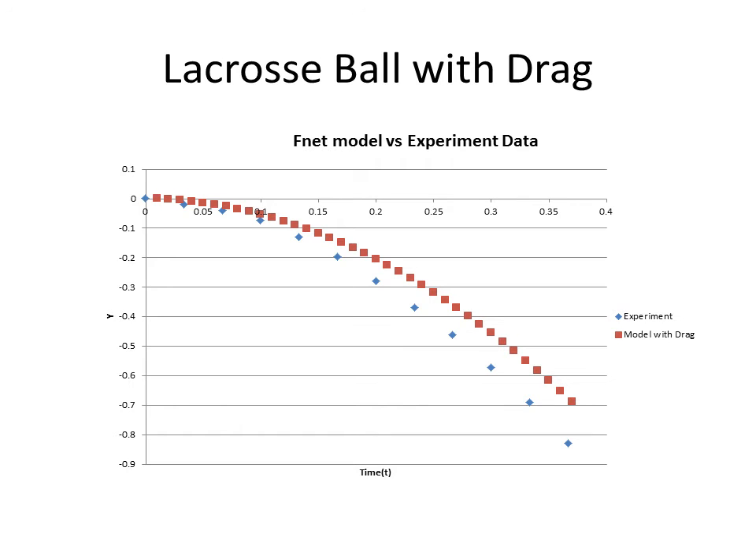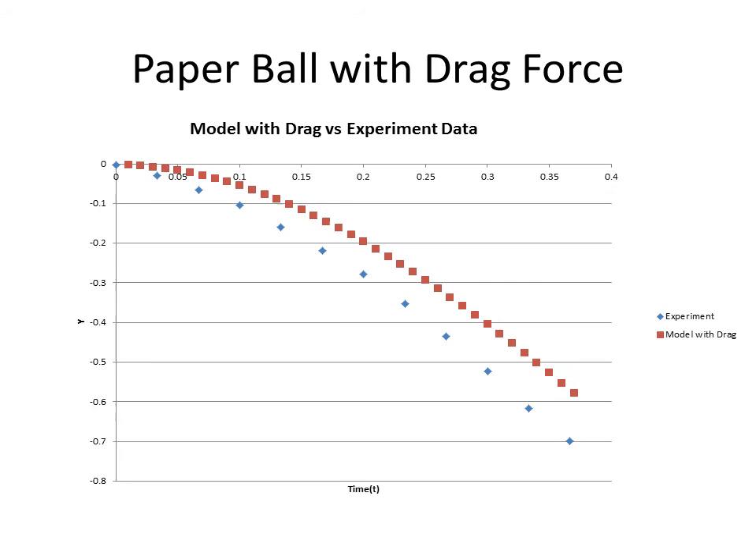Here is the graph of the lacrosse ball compared to the model with drag. The comparison does not look much different than when only the effect of gravity was modeled, because the lacrosse ball is heavy and therefore drag does not have a large effect on it. On the other hand, here is the graph of the paper ball compared to the model with drag, and the model trend is much more accurate now with drag force because it starts to become linear like the experiment graph. The larger effect of drag is due to the light weight of the paper ball.